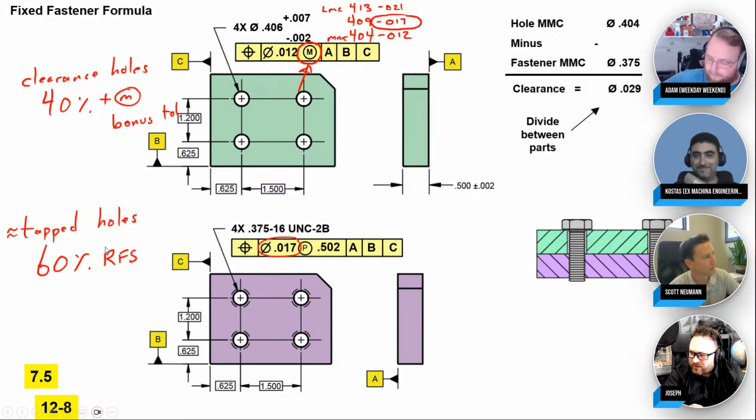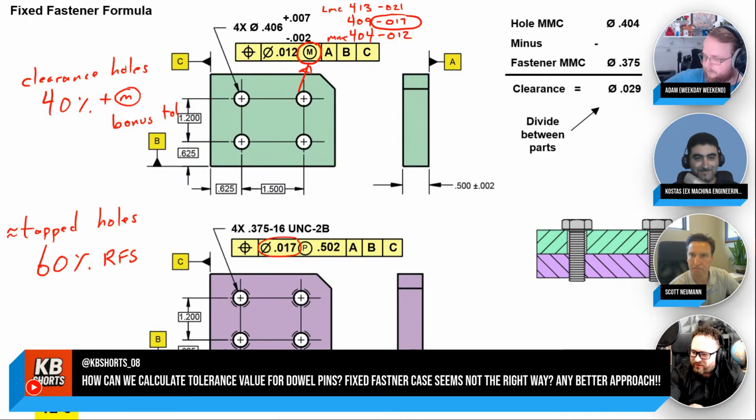Makes sense. We had a question that came in. How can we calculate tolerance value for dowel pins? Fixed fasteners case seems not the right way. Is there any better approach? Or nope, that's it. Dowel pins is fixed fastener, smallest hole, biggest pin.